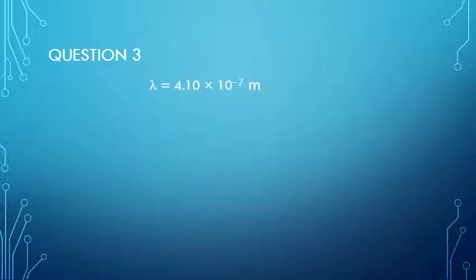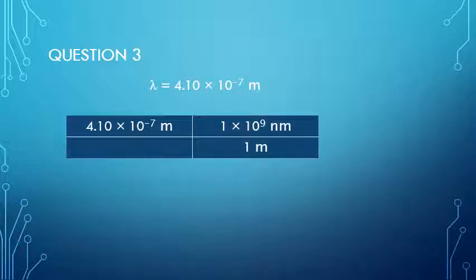Okay, there's our wavelength in meters. We need to convert to nanometers. We'll set up a small dimensional analysis grid. Our conversion is 1 times 10 to the 9th nanometers equals 1 meter. Multiply those two numbers, meters cancel, I end up with nanometers. The answer is 410 nanometers.